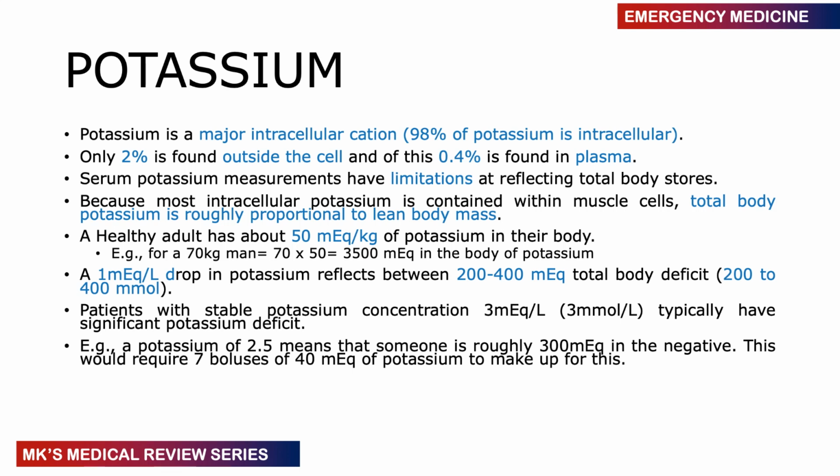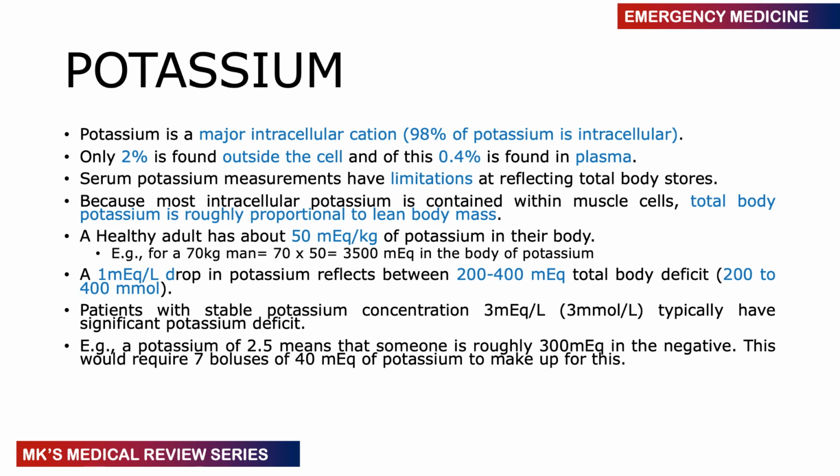So suppose we had a 70 kg old man, it means that they would have 3,500 milliequivalents or millimoles of potassium in their body. So if you have a drop by 1 millimole or 1 milliequivalent per liter, this is going to translate to a loss of about 200 to 400 milliequivalents of the total body potassium. So roughly you need to replace this deficit.